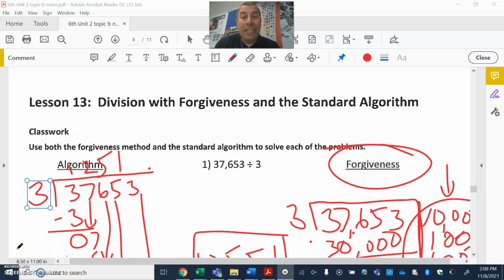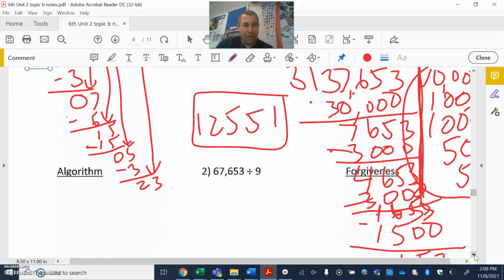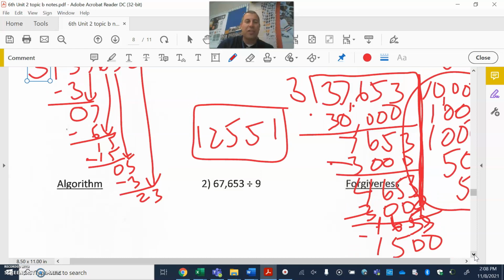People, long division. All right, long division. Now, not long because it's going to take a long time. It's just that because it stretches down your page. Take a look at what we've got here. We're in lesson number 13. You guys are used to something called the forgiveness method. And so that's what you see on this right-hand side over here.